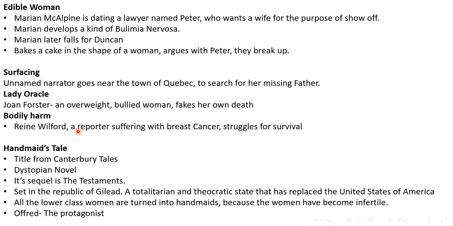Okay. Then the next work is The Handmaid's Tale. So do you know what is a dystopian novel? Unpleasant, yes, an imaginary world. It is the opposite of a utopian novel. It is a kind of fiction which deals with an apocalyptic world. So it will talk about a future which is very horrifying, where everything is getting destroyed.